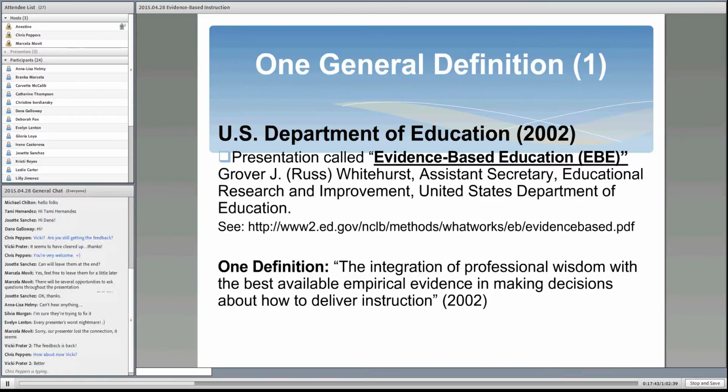So I think I was saying that the definition, and again, this is one definition, but it focuses on the integration of both professional wisdom and empirical evidence. And there is a whole story about what constitutes empirical evidence, or what constitutes the evidence in evidence-based instruction.